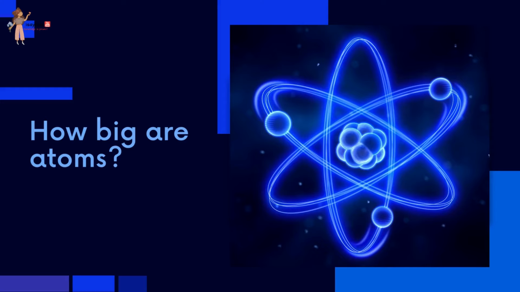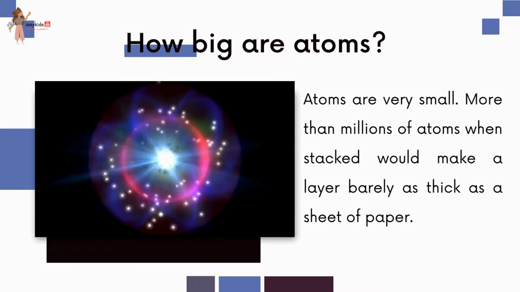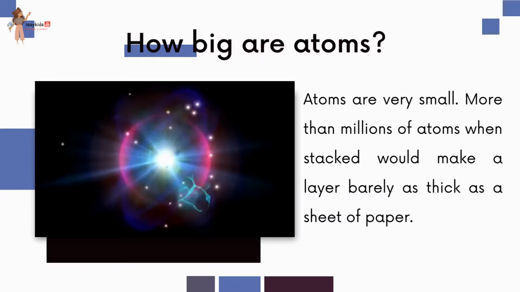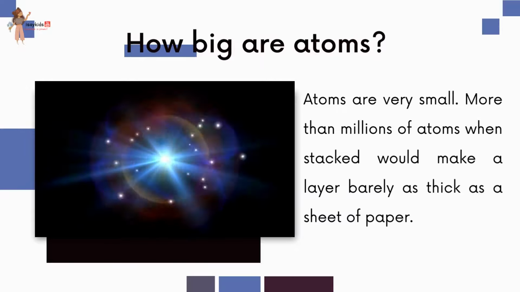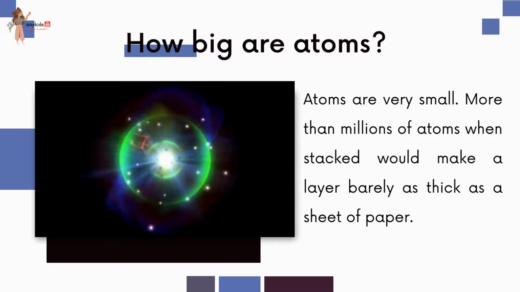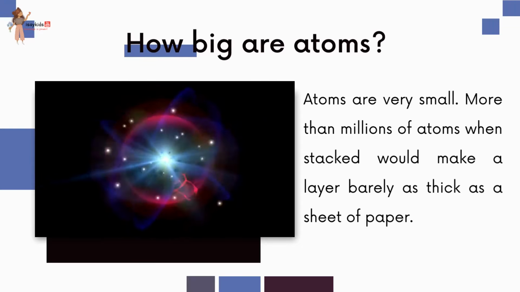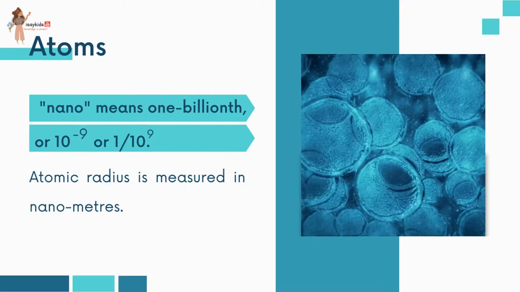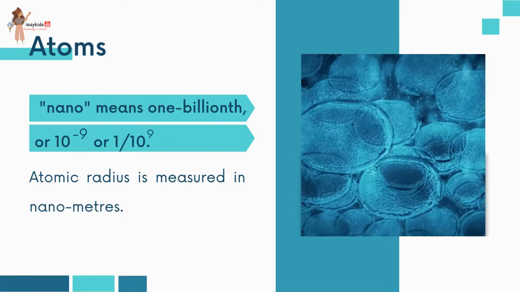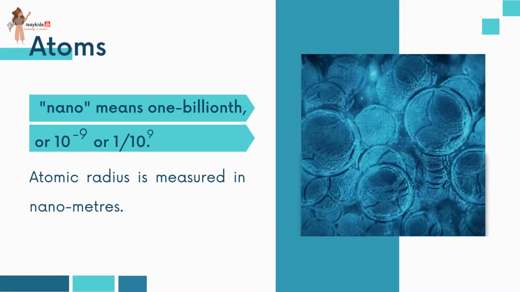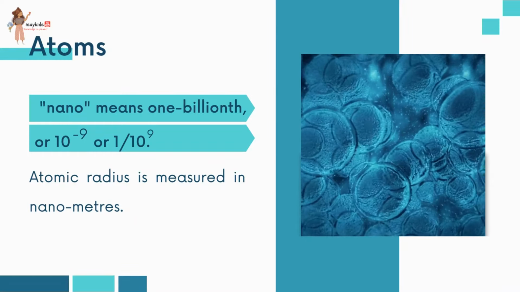Have you ever wondered how big are atoms? Atoms are very small. They are smaller than anything that we can probably imagine or compare with. More than millions of atoms, when stacked, would make a layer barely as thick as a sheet of paper. Atomic radius is measured in nanometers. 1 by 10 raised to the power 9 meters is 1 nanometer.